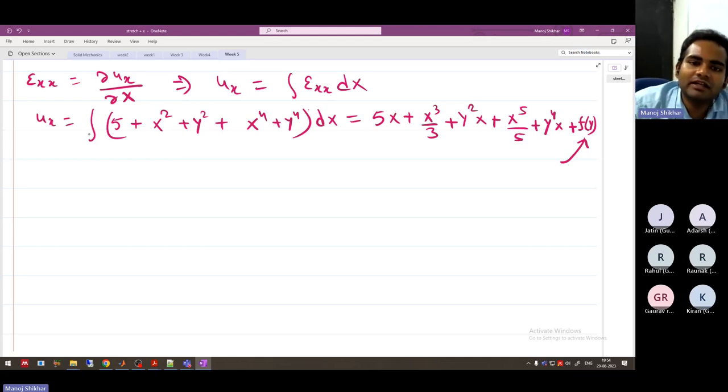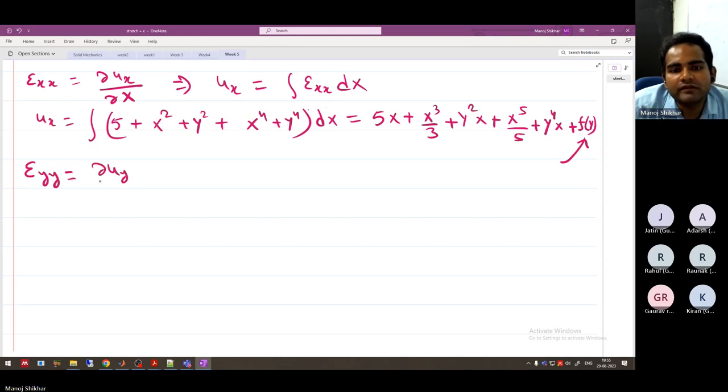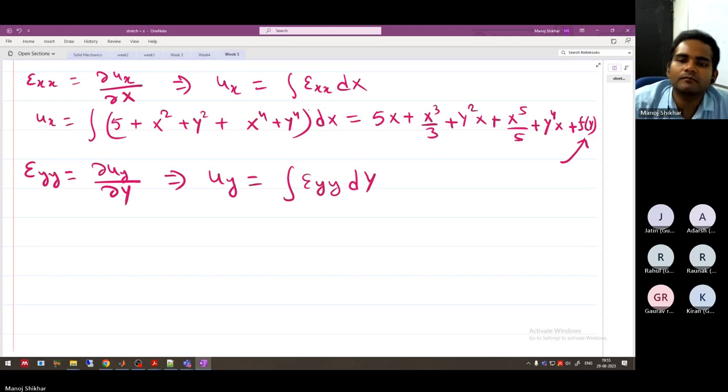Also, this is an indefinite integral, so I need to consider the constant term here. The constant term with respect to x will be what? Anything which is not dependent on x. So f of y can be treated as a constant term because we are integrating with respect to x. Similarly, epsilon yy is what? It is del u_y, differentiated with respect to y. So we can write u_y as, okay, let's replace epsilon yy here.